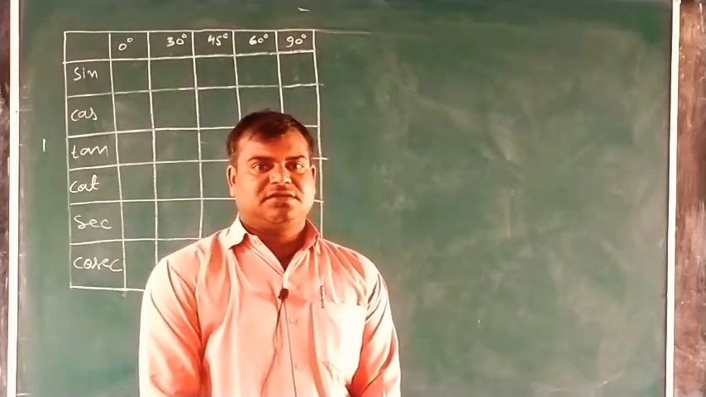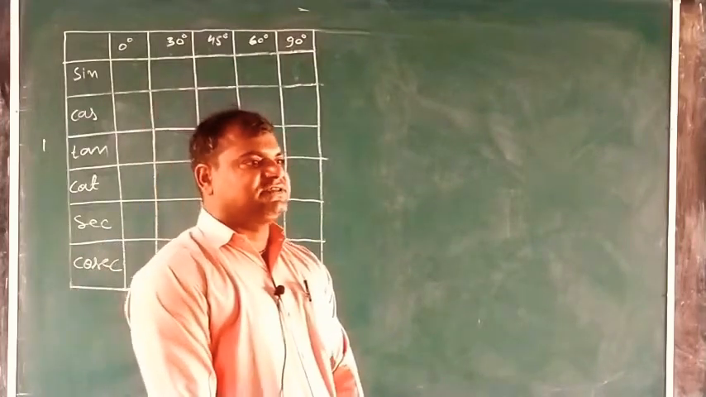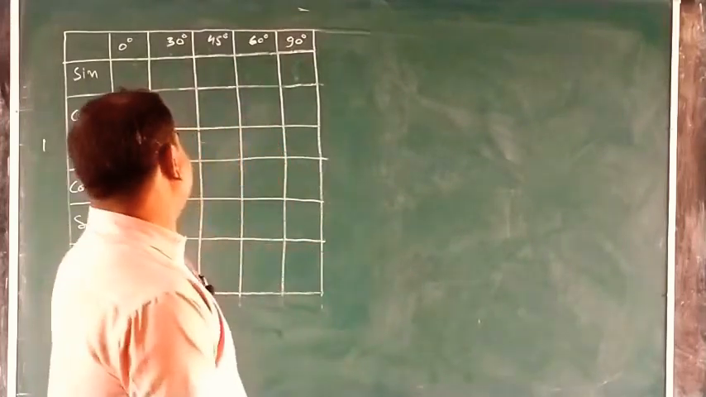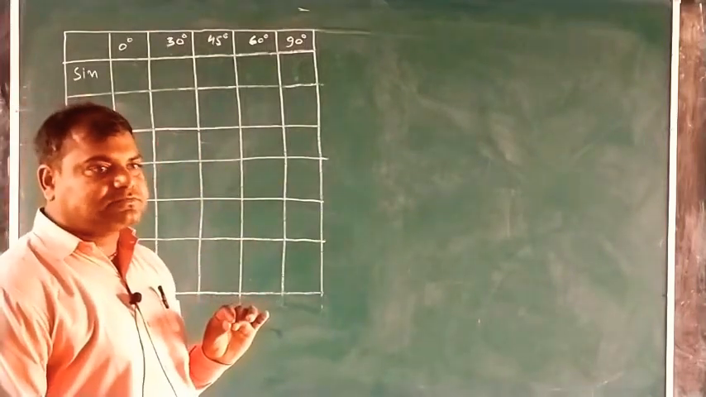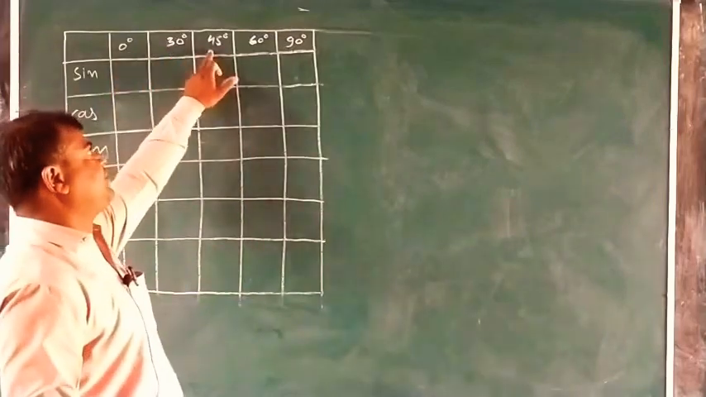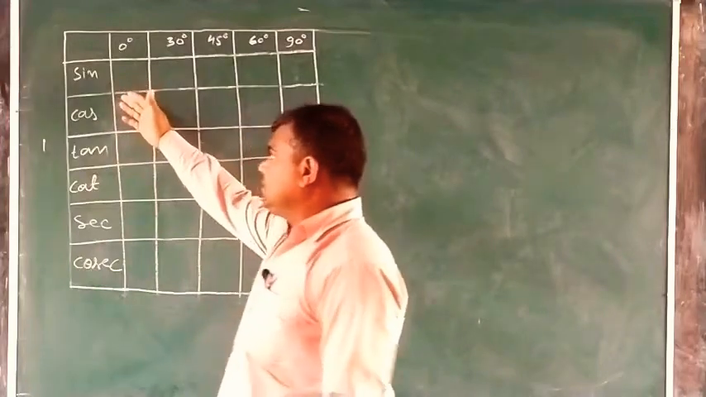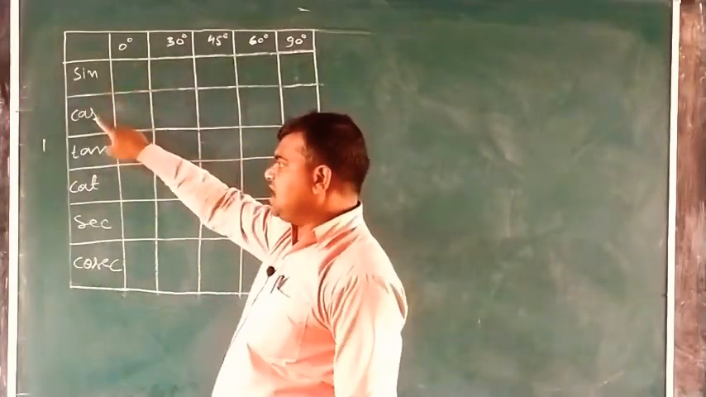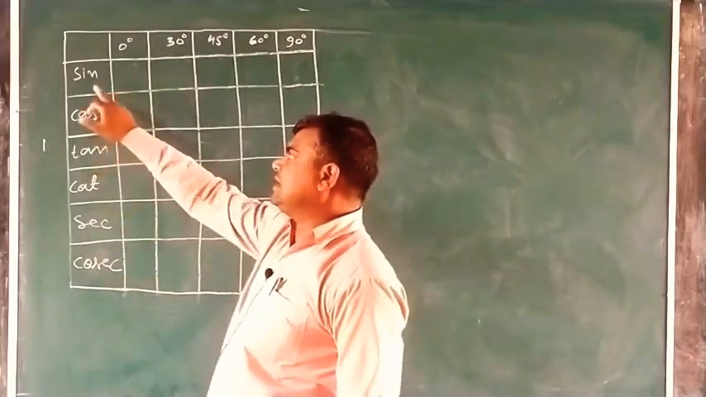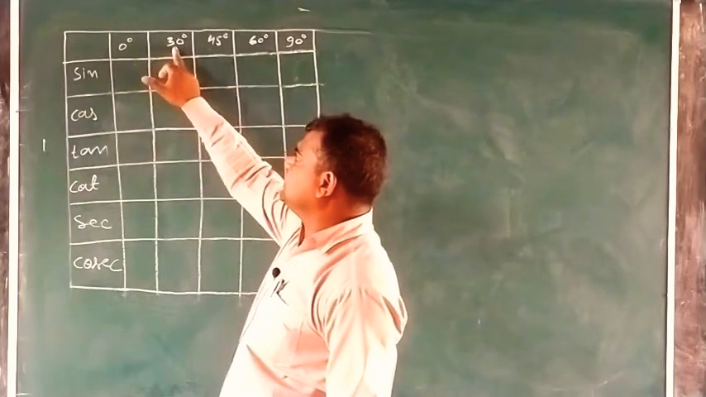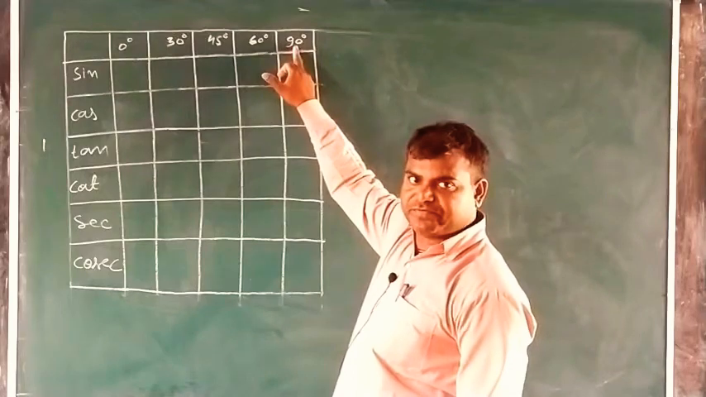Trigonometry chapter, video number 2. Today we will discuss the trigonometrical values of the angles 0 degree, 30 degree, 45 degree, 60 degree and 90 degree. We have 6 trigonometrical ratios: sine, cos, tan, cot, sec and cosec. Today we will discuss the value of sine 0 degree, sine 30 degree, sine 45 degree, sine 60 degree and sine 90 degree.